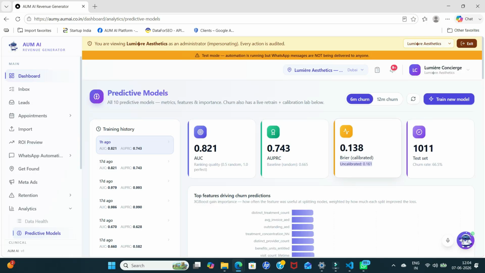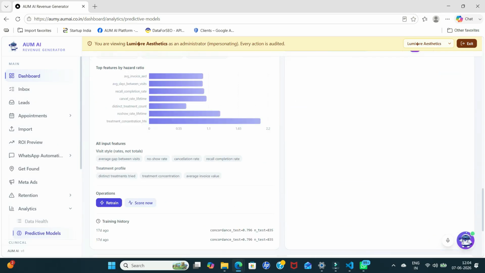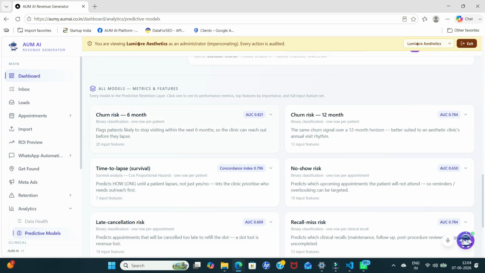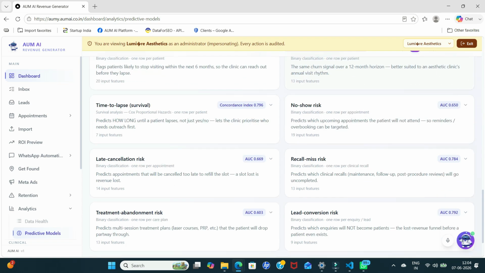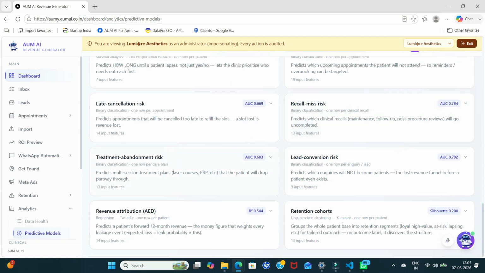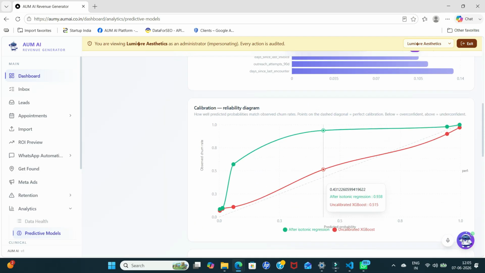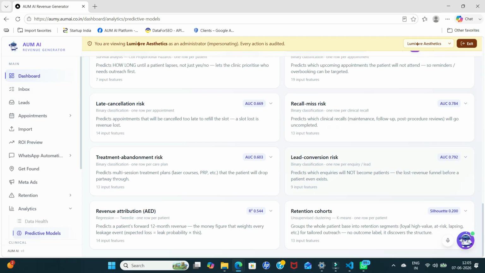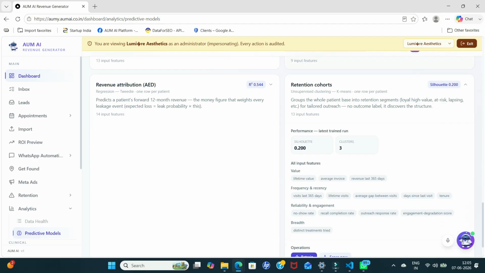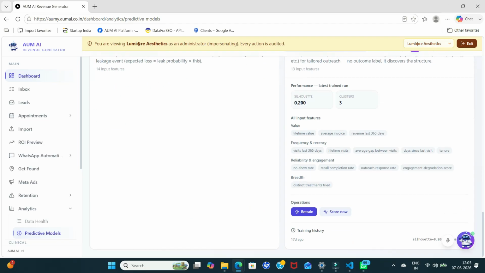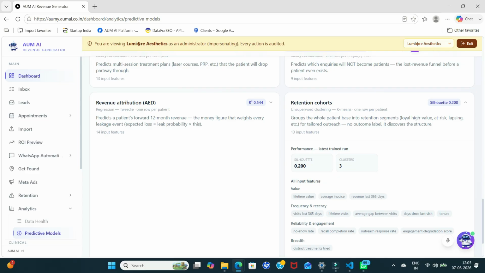So churn is just one of 10 models. The full layer covers every stage where patient revenue leaks: no-show risk per appointment, late cancellation, recall miss, treatment abandonment, lead conversion, each a different point of failure, plus 2D regression for forward revenue. Because a 70% churn risk on a high revenue patient is a completely different urgency than the same score on a low revenue one. And we have used K-means clustering for retention cohorts, unsupervised, no labels. It discovers the natural loyalty structure of the patient base.